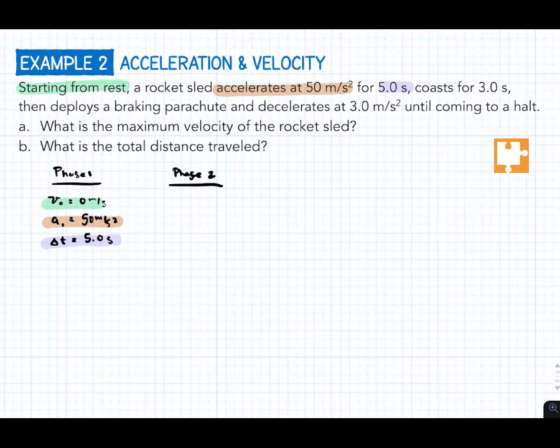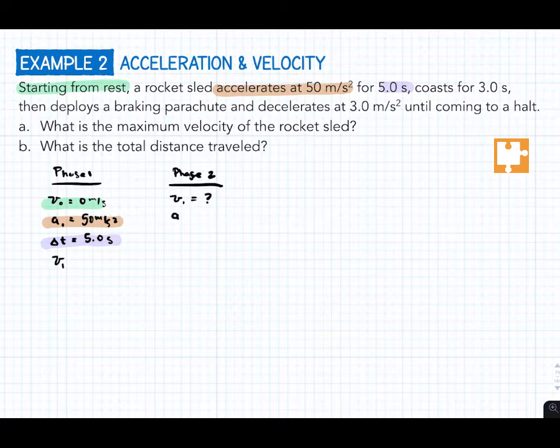We'll probably have to figure it out, right? Do we know what it is? No, we don't know what our initial is, so we'll say V1. There's going to be a V final, and that will be the same as the V1 here. So we'll call V final V1. Okay, we don't know what that is, because we have to figure it out from this first part.